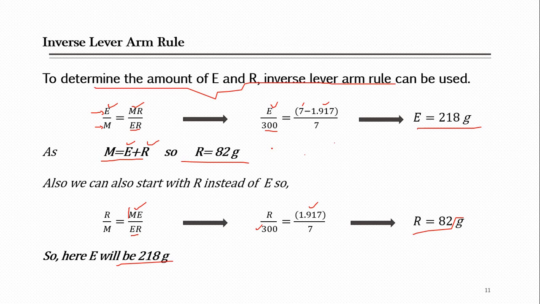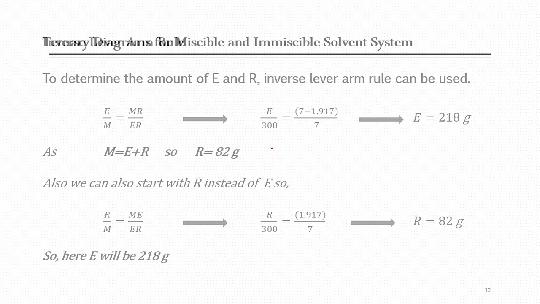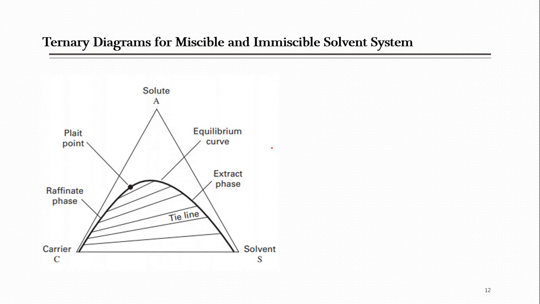So that's it about the inverse lever arm rule. Now we have to jump towards something else, and that is the miscible and immiscible solvent system ternary diagram. If you remember from last week, I think that was lecture 1 of last week, or you can say overall lecture 4 here.